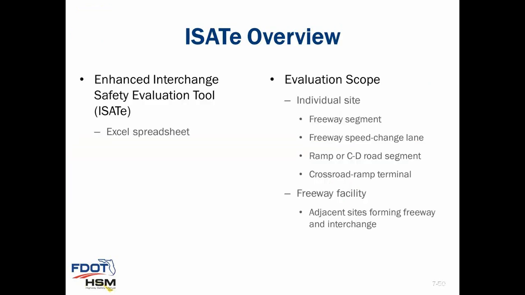Now, ISATE is an Excel spreadsheet. It uses macro code for most of its calculations. It can be used to evaluate an individual site or an entire freeway facility. The sites can consist of any combination of freeway segments, speed change lanes, ramp segments, and crossroad ramp terminals. ISATE can also be used to evaluate a freeway facility that's comprised of several sites that form a section of freeway or even an interchange.